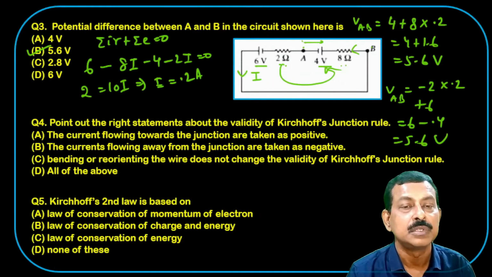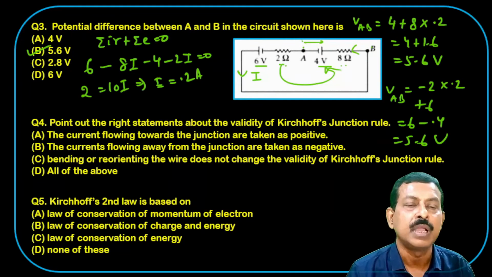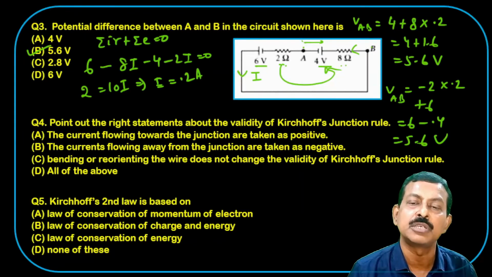Now let's take the fourth question. Point out the right statement about the validity of Kirchhoff's junction rule. The current flowing towards the junction is taken as positive. Current flowing away from the junction is taken as negative. Bending or reorienting the wire does not change the validity of Kirchhoff's junction rule. And the fourth one is all of the above. Obviously, all these are correct statements, first one, second one, and also the third one. So the fourth option, all of the above, is the correct one.